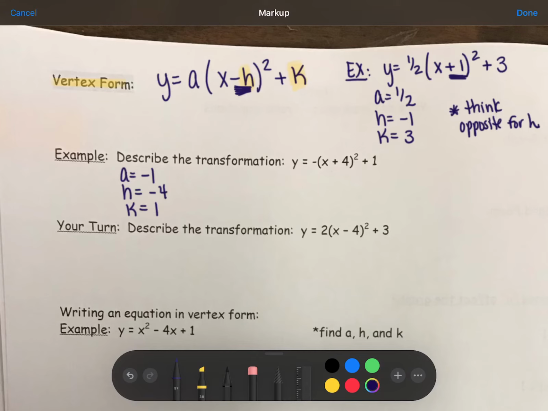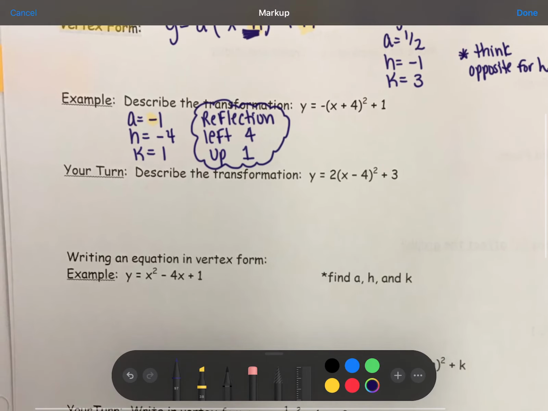All right, so 1 on that a value does not make my graph any wider or narrower, but that negative out front tells me it's a reflection over the x-axis. So this is a reflection. You can put over the x-axis, or you can just put reflection, would be fine by me. -4 is a shift to the left 4, and a 1 on the k value tells me we're going up 1 unit. So that would be the transformation, how you would describe that graph's transformation. All right, so pause the video, try the your turn, and see if you get the same thing I get.